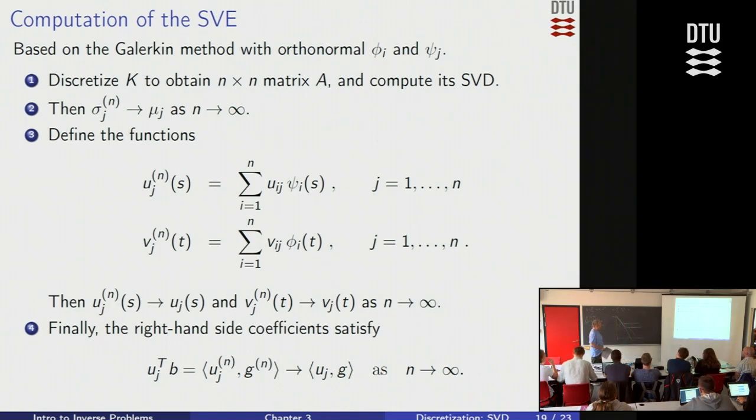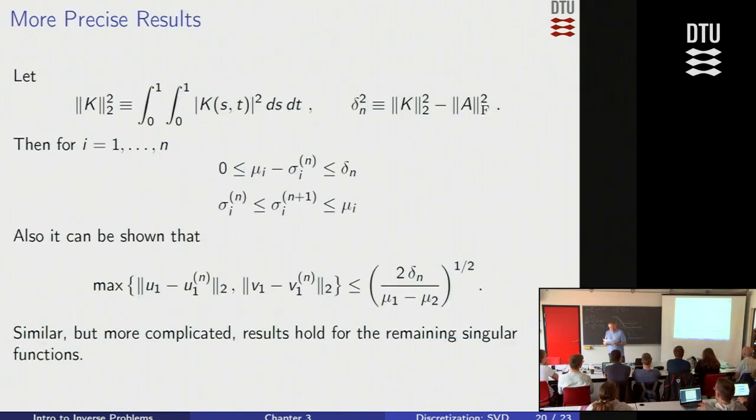Okay, so here I'm summarizing that we do have convergence. But then the second question you should ask is, how accurate are these approximations when n hasn't gone all the way to infinity yet? Okay, so here's a slide about that.